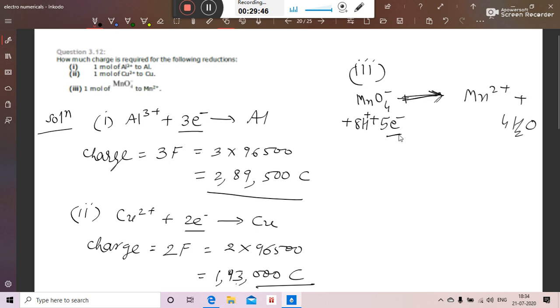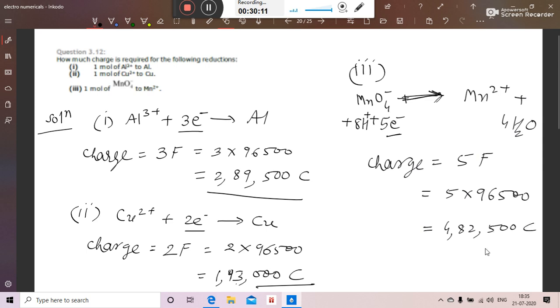So on the left hand side 5 moles of electrons are there. So charge will be equal to 5 Faraday. So that will be equal to 5 into 96500 Coulomb. So that is equal to 4,82,500 coulomb. That is our answer.